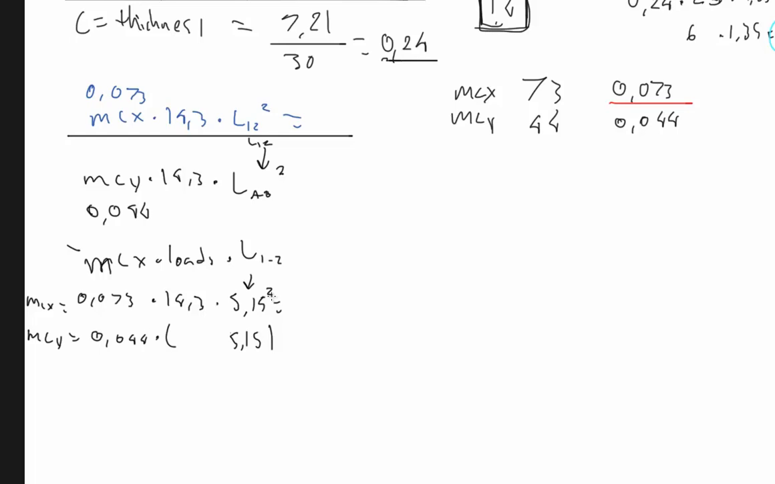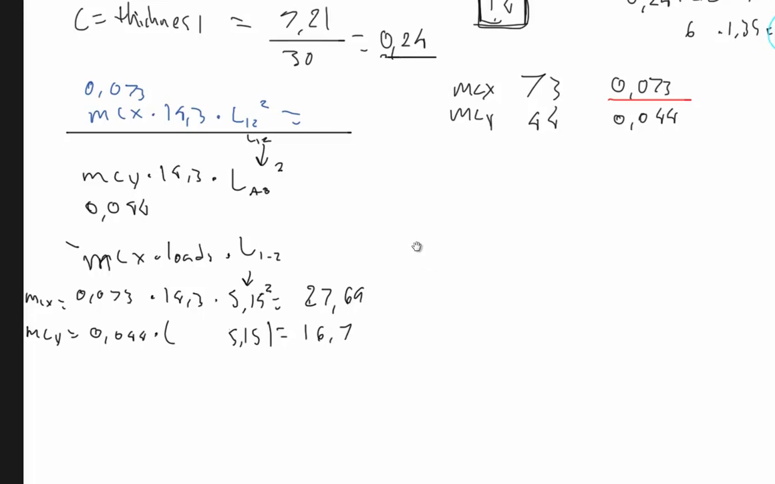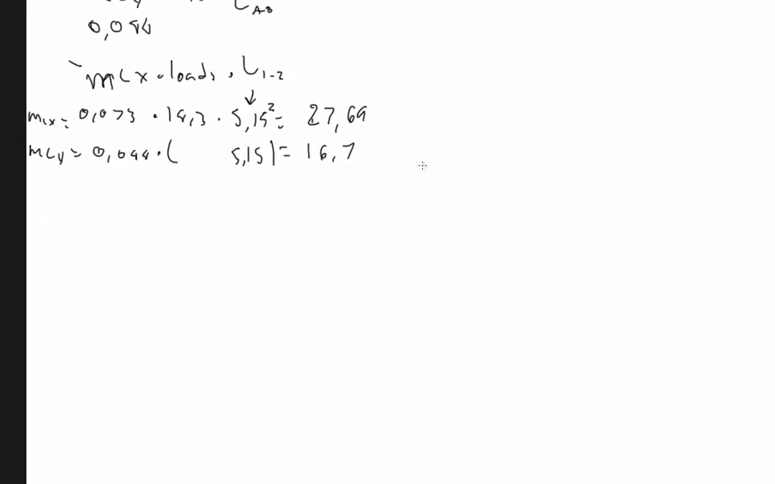Okay, so we're going to start with that 5.115, because it's easier to erase later in the calculator, times 14.3 times 0.03, and that first one is equal to 27.69, and the other one, oops, that's not how we do it, 0.044 is equal to 16.7. Cool.